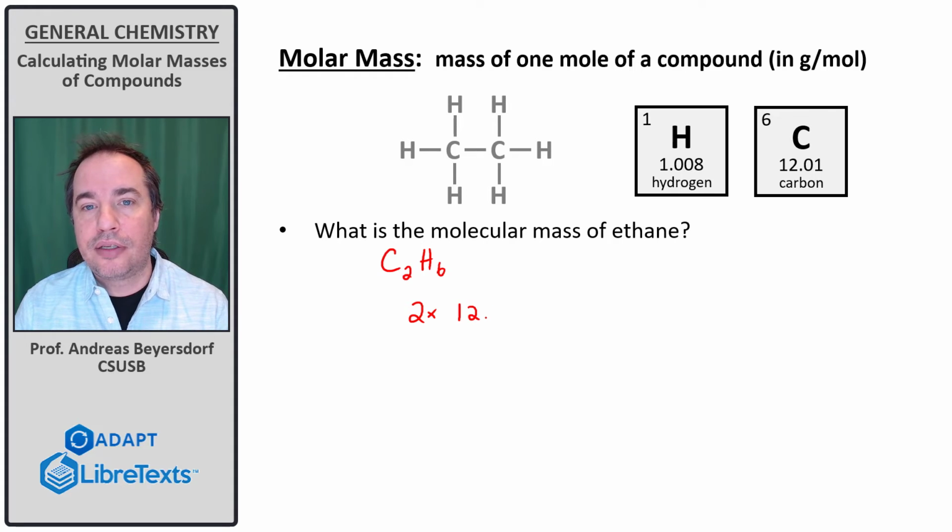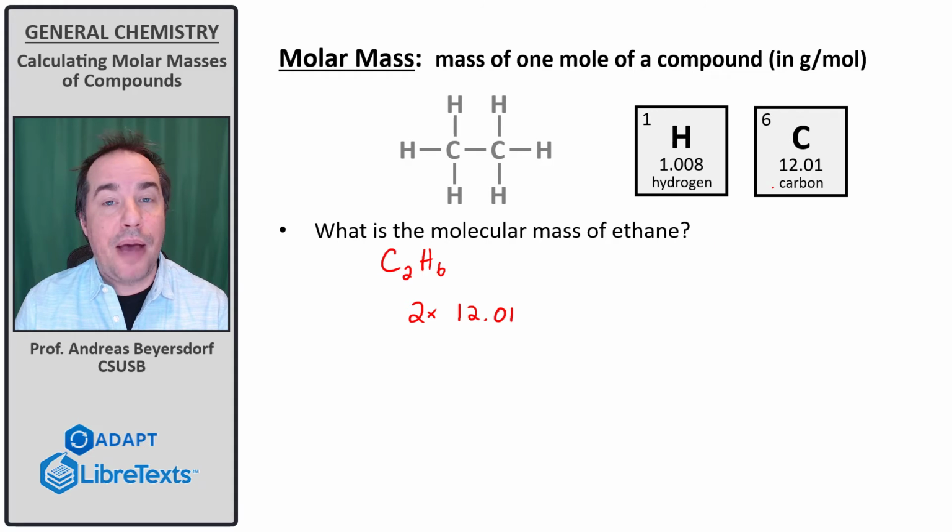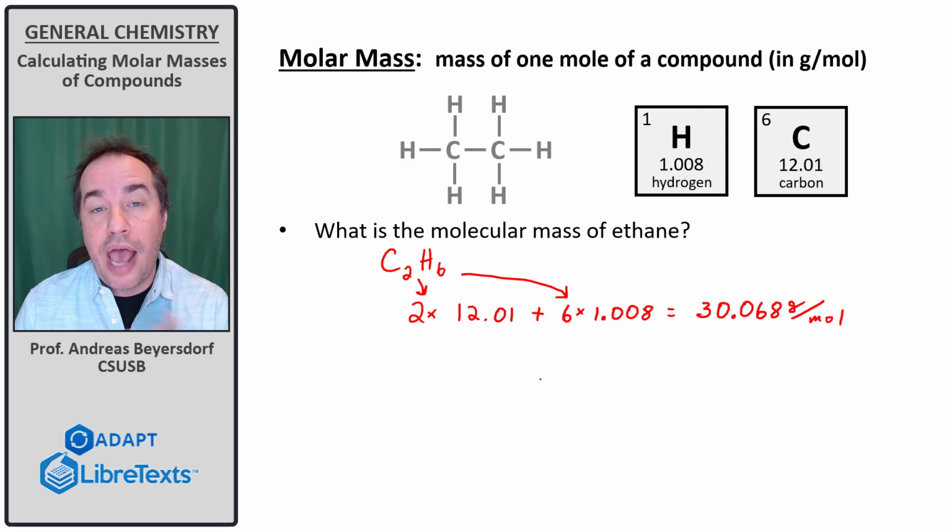So if I want to figure out what the molecular mass of the ethane is, I can take 2 times the atomic mass of carbon, 12.01, plus 6 times the atomic mass of my hydrogen. And this will give me the molecular mass for my ethane, 30.068 grams per mole. So I look at the molecular formula, I use the subscripts to figure out how much of each element I have, and then I use the atomic masses, and that gives me my molecular mass.